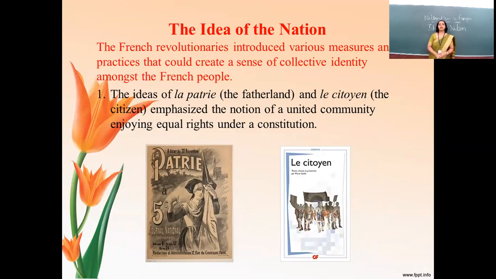The French revolutionaries created various measures and practices that could create a sense of collective identity amongst the French people. Whenever we are talking about nation state, there has to be a common ethnic composition, a fixed boundary, culture, language. They should be sharing those bonds. This is very, very important as we have studied already. So to create those things, the French revolutionaries took various measures which we are going to see in this particular class. The idea of la patrie, the fatherland, and le citoyen was emphasized to have a bond, to have a united community, the feeling which was mentioned under the constitution.